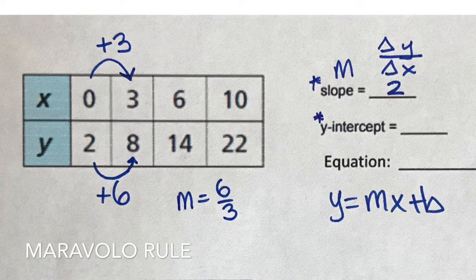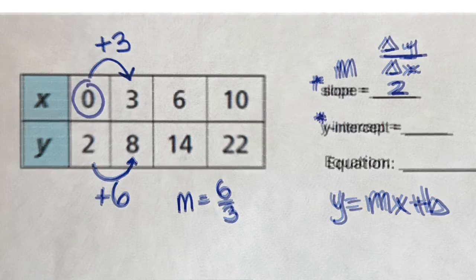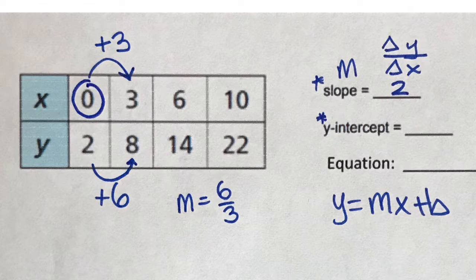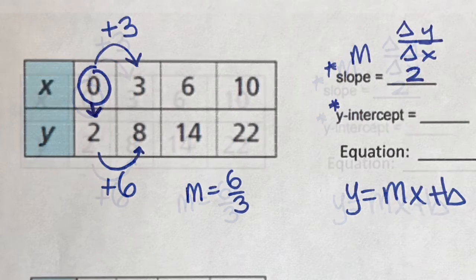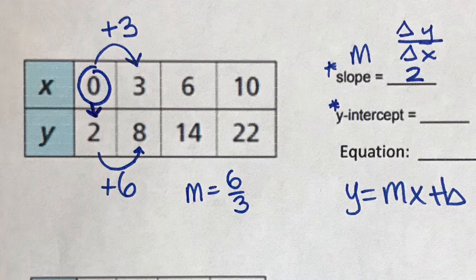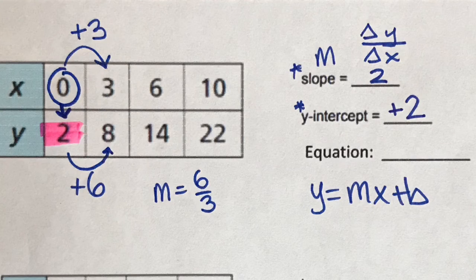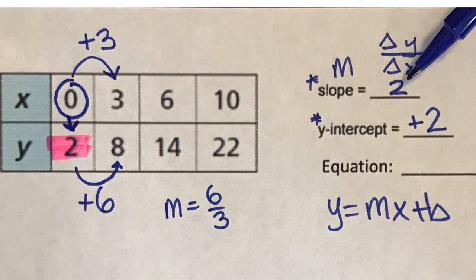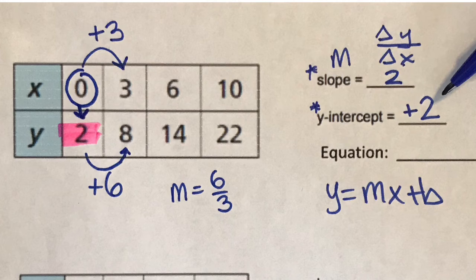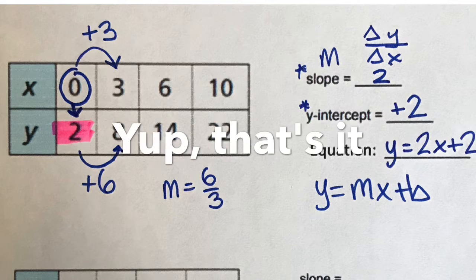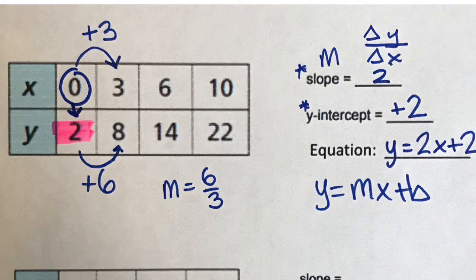That simplifies to 2, because 6 divided by 3 is 2. Now I need to find the intercept. Some people call this the Maravolo rule. You look for the 0 on the x column, and then you say when x is 0, what is y? Well, in this case, when x is 0, y is 2. So we take that number 2, and we put it in the place of b for our intercept. Now all we have to do is rewrite the formula y equals mx plus b with m being 2, because that's the slope, and positive 2 being b, because that's the y-intercept. And we get y equals 2x plus 2. Fantastic. Next one.